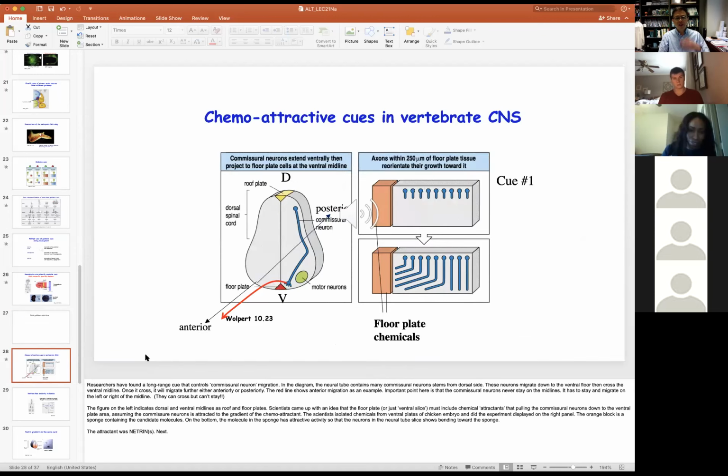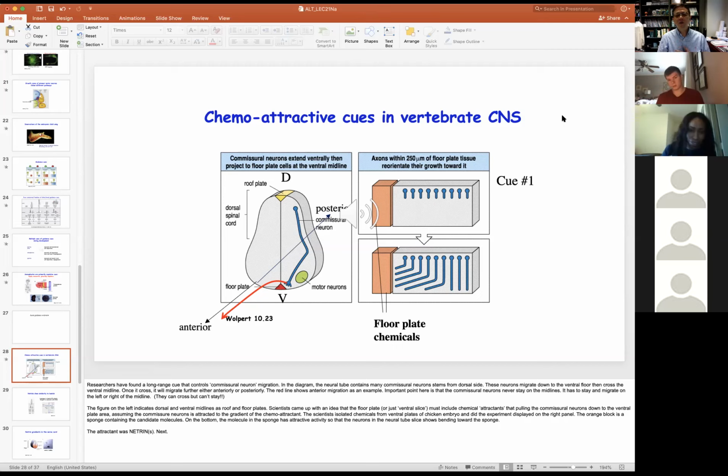So next is about chemo, one of the very well characterized chemoattractive or chemorepulsive cues. I also have a big writing note here, so let me share a different file.